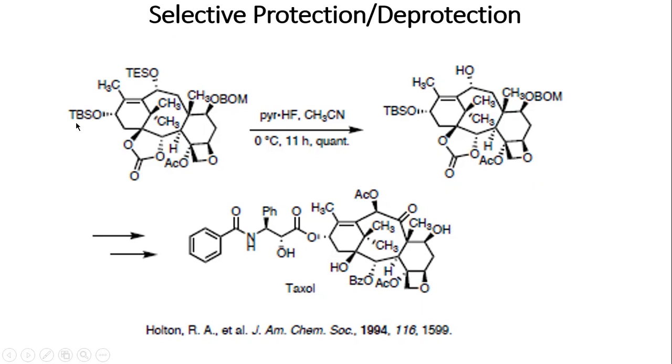You look at the order. You have a TBS, you have a BOM, which you have to take off with a totally different set of reagents, an acetate, which you could take off with a totally different set of reagents, and then this carbonate. Again, that requires a different set of reagents to remove that. And this is all strategic, right? If all your protecting groups came off with the same deprotection agent, then that would be bad, right?